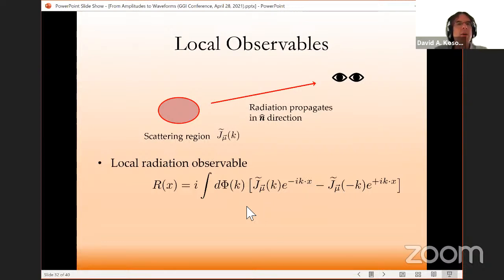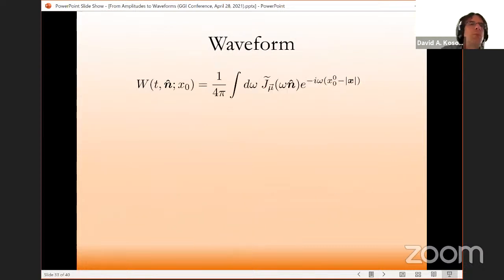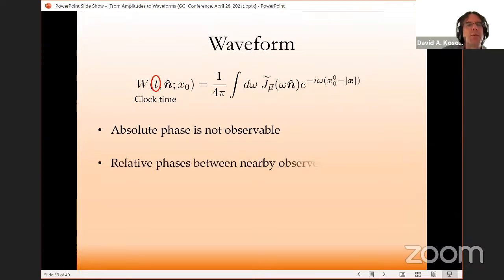And when we do that, the thing that we're ultimately interested in is the large distance behavior that's suppressed by a single power of x. There are additional terms that are suppressed by higher powers of x. Its coefficient is what we're interested in, the waveform. That waveform is given by a Fourier transform of this object, and there's both a clock time and the coordinate time, but the absolute phase is of course not observable. On the other hand, the relative phase, for example between different observers, is observable, and that's one thing that we would like to be able to keep, something that we can't do if we just measure the total emitted momentum.